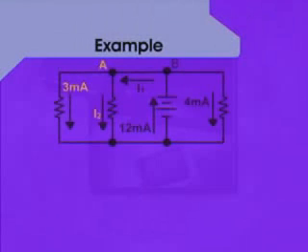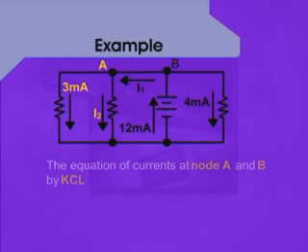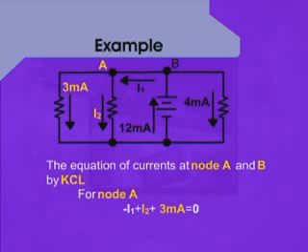This circuit shows a 3-node network. Of course, the third one is a reference node, so we ignore it, and we are left with only two nodes, that is node A and node B. The equation of current at node A and B by Kirchhoff's current law can be written as, for node A, I1 is approaching the node, whereas I2 and 3 milliampere currents are leaving node A. Therefore, we can write the equation very easily as minus I1 plus I2 plus 3 milliamperes is equal to 0.